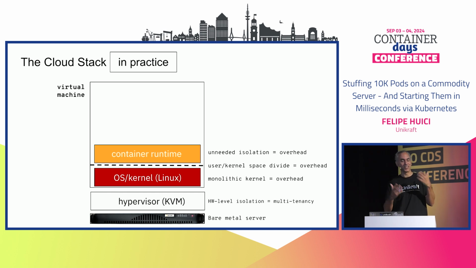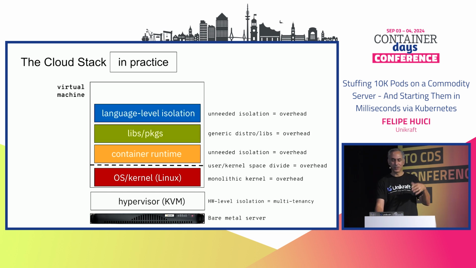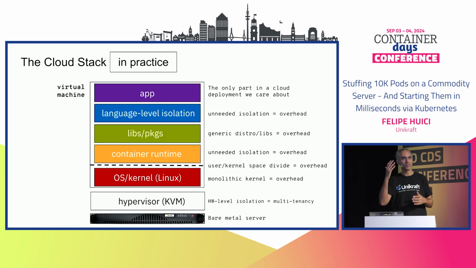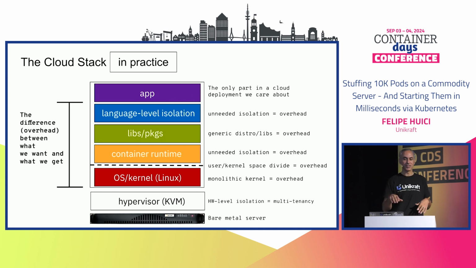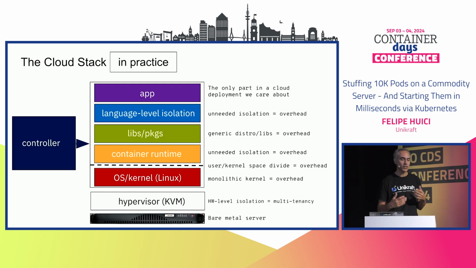Sometimes you might deploy a container runtime on top of that, which is another layer of isolation that you, again, don't need. And then libraries and packages and sometimes even language level isolation. And somewhere on top of that is your application, right? And the difference between the previous picture and this picture is the stuff that you don't really need and it's just kind of overhead. Not to mention that on top of that come controllers that are maybe not the fastest in the world and load balancers and all the networking part, right?